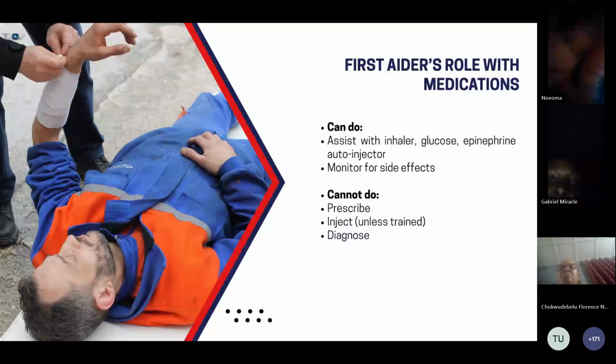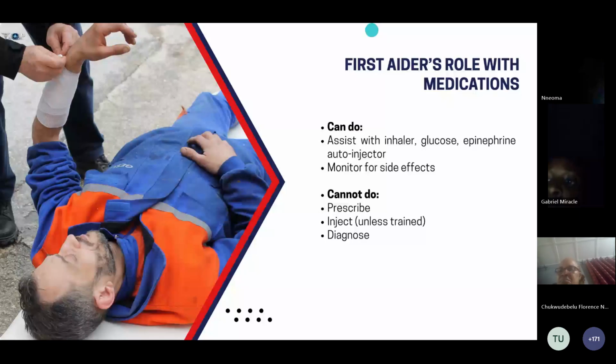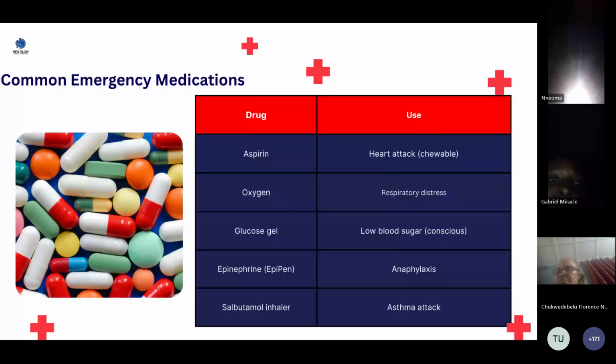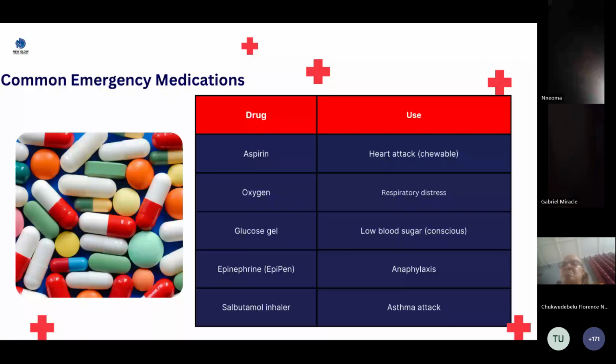Now let's move on to the next slide because our time is fast spent and we still have quite a lot to cover. Now, there are various common emergency medications. I will just list a few. The first one is aspirin. Aspirin is usually given in the case of a suspected heart attack. Yes, you give aspirin. Just make sure that it is chewable. The patient chews on it and then they feel better until help arrives.